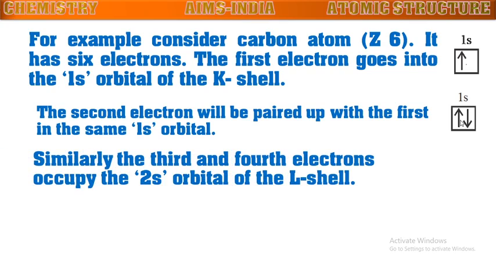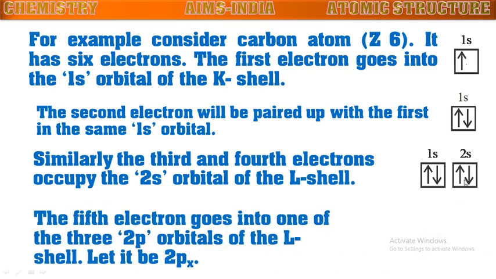Similarly, in the same way, the third and fourth electrons occupy the 2s orbital of the L shell. So after filling the 1s orbital, electrons enter into the 2s orbital. The third and fourth are occupying this. The fifth electron goes into the 2p orbital of the L shell. Let us consider that as a 2px.